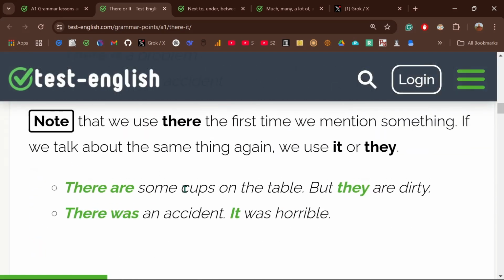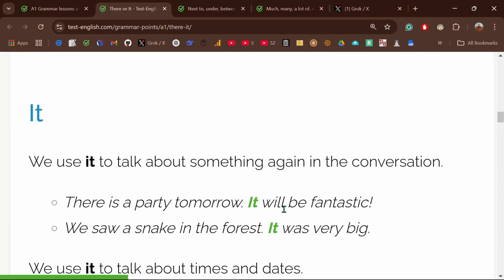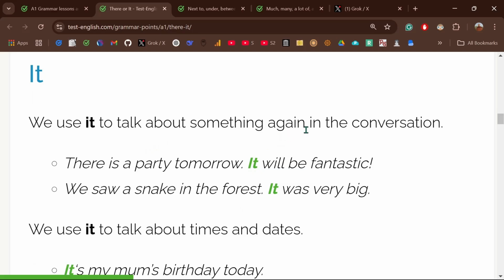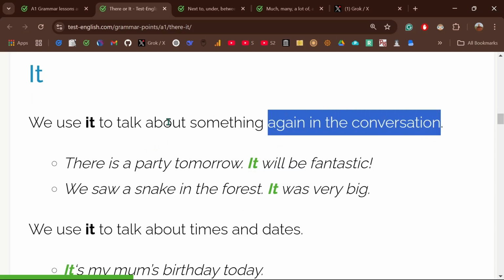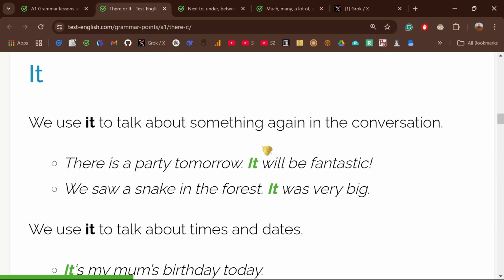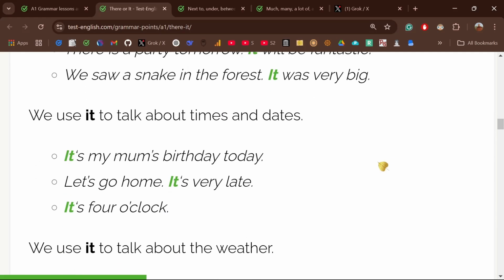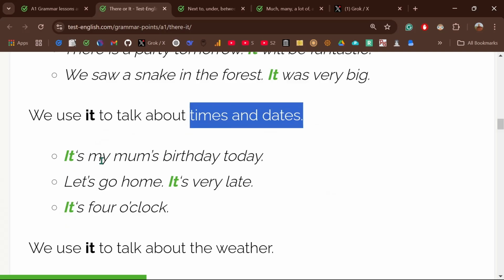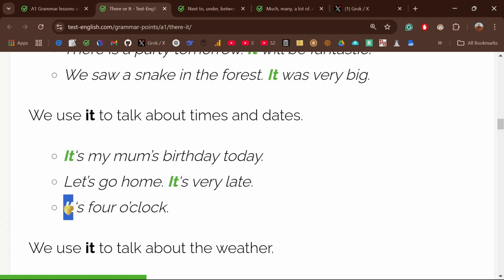If it's plural, some cups, then you use "they" to refer to things. We use "it" to talk about something again in the conversation. There is a party tomorrow, it will be fantastic. We use "it" to talk about times and dates. It's my mom's birthday today. Let's go home, it's very late. It's 4 o'clock. This "it" doesn't refer back to anything.